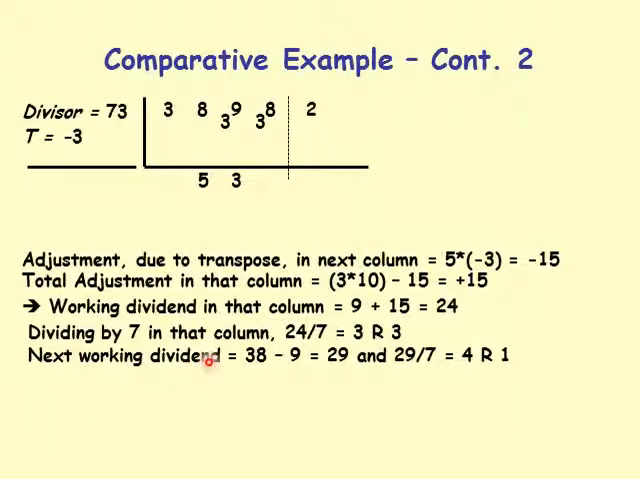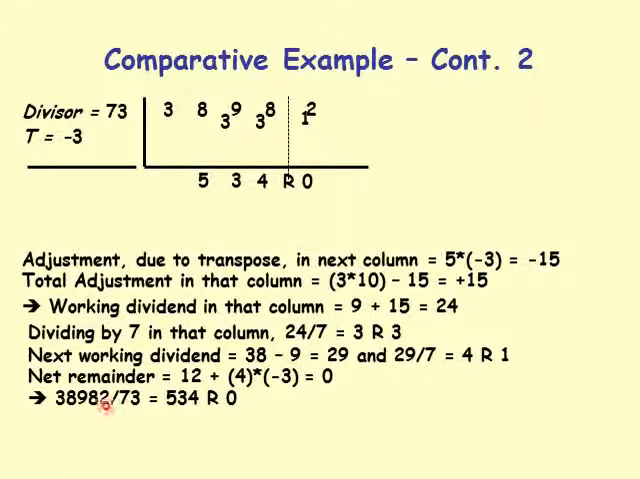Now the working dividend in the next column is 38 minus 3 times 3, which is 38 minus 9, 29. 29 divided by 7 is 4, remainder 1. So the next remainder is 12, the gross remainder, plus the adjustment 4 times minus 3, which is minus 12. So the remainder is 0. That means 38982 divided by 73 is 534, remainder 0.